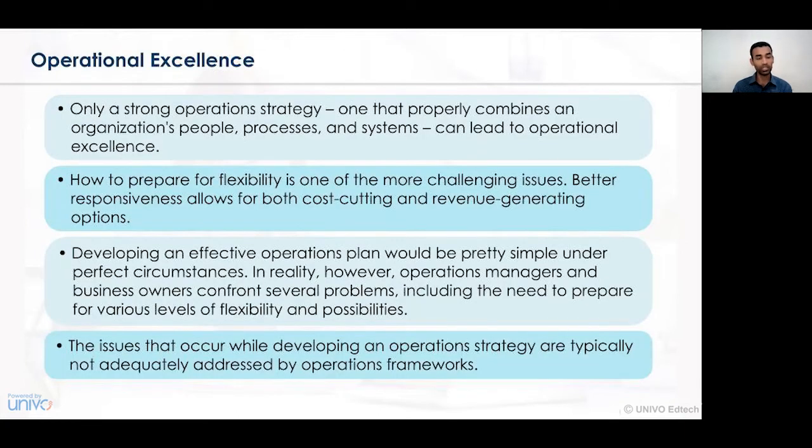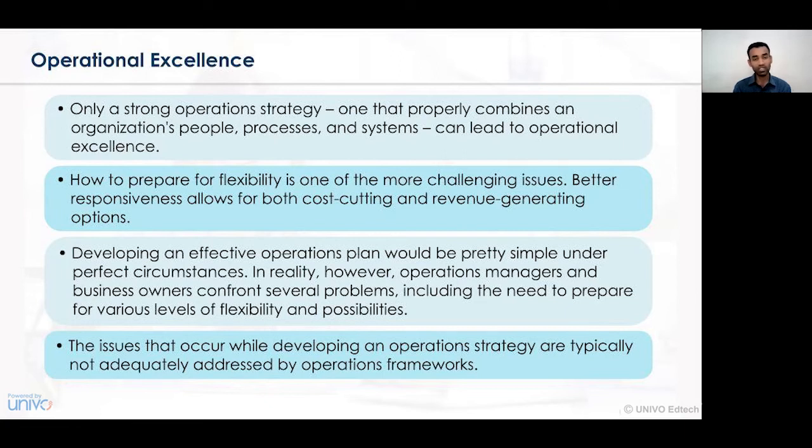Now, what do we mean by operational excellence in terms of operations variability? Operational excellence is a combination of all the organization's people, process, and systems. When all the components of the strategy with respect to the people, the process, and the systems come together, then only can we say that operational excellence is in existence. Now, in order to provide flexibility in one or more challenging issues, better responsiveness on cost-cutting issues and revenue generation options should be provided by the organization.